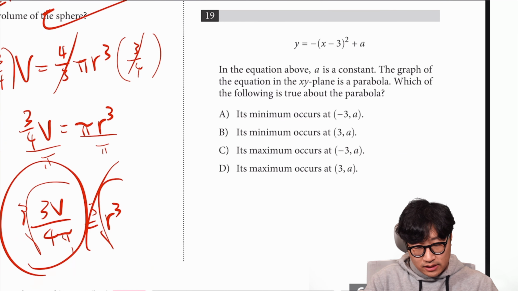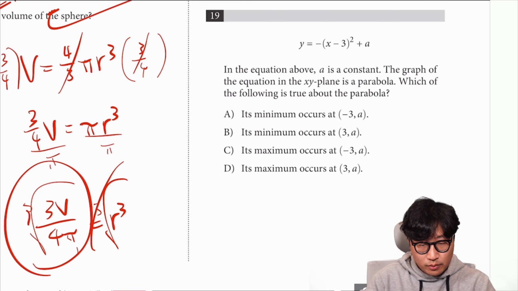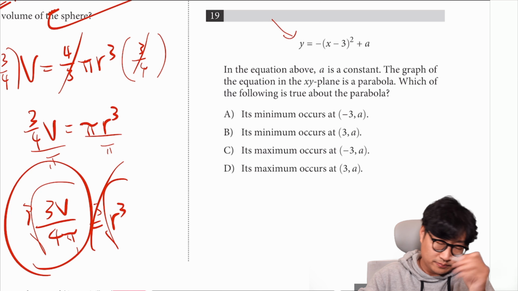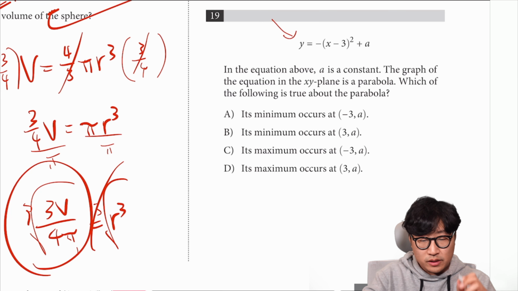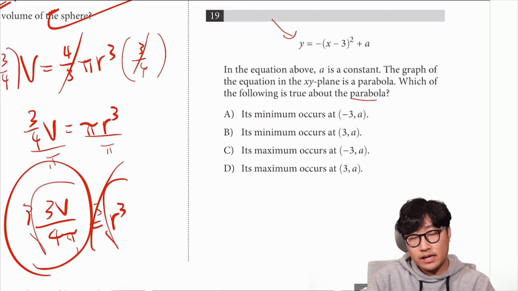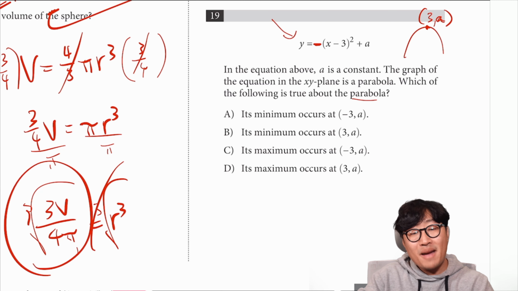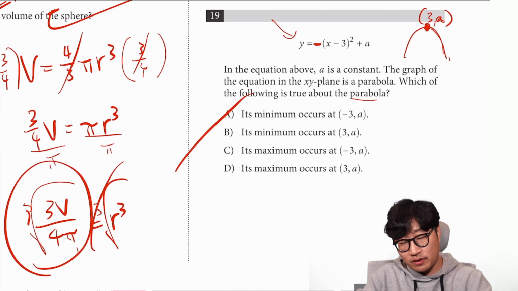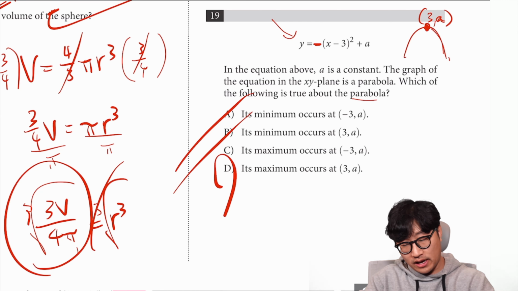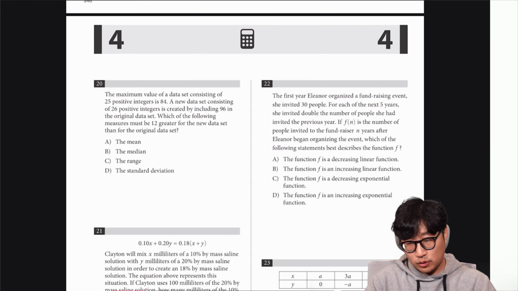Next, number 19. In the equation above, A is constant. The graph is a parabola in vertex form. Which of the following is true about the parabola? Well, it's going to be a sad face because of that negative in the very front. And the vertex should be at 3 and A. If you just know your vertex form, this is easy. So it's got its maximum because it's a sad face, so get rid of A and B. And it's happening at 3 and A. Answer choice D.